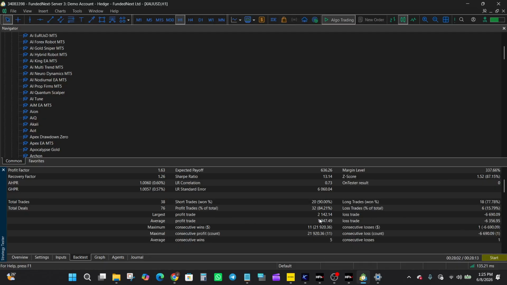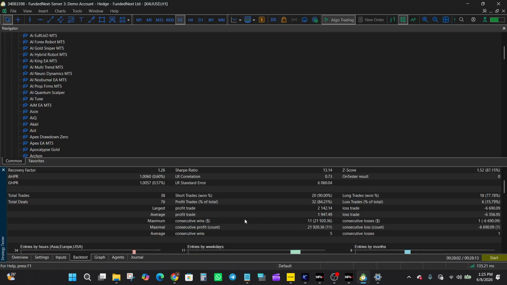The largest profit was 2,142.14, largest loss 6,690.09, average profit 1,947.49, average loss 6,356.95. So that tells me that the risk to reward ratio is bad.